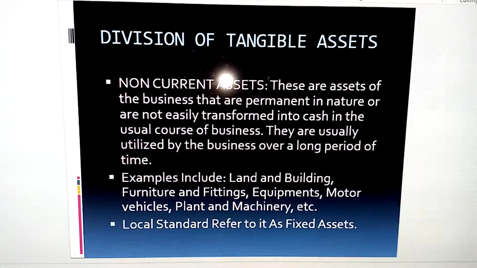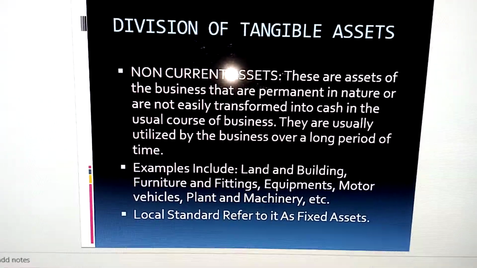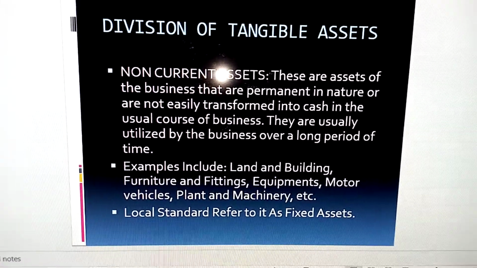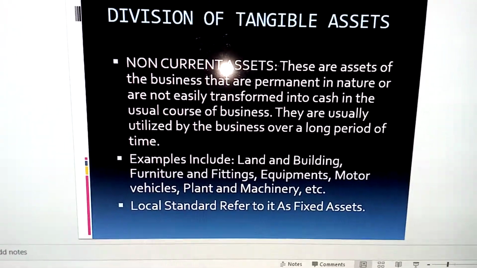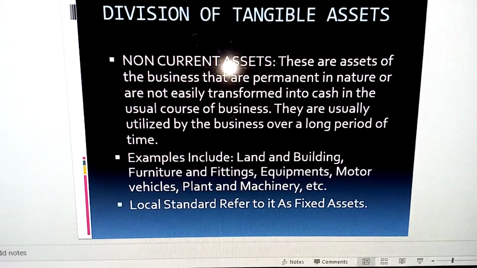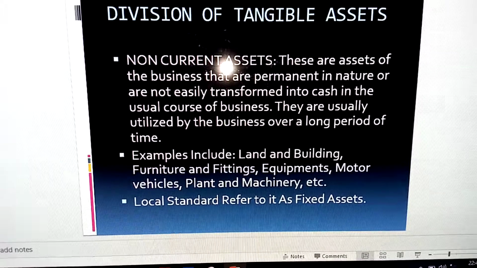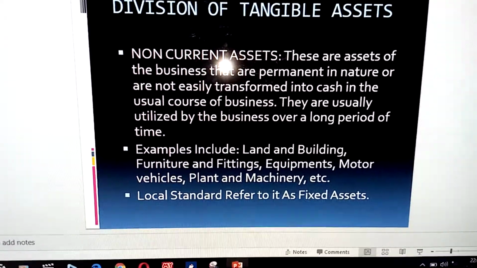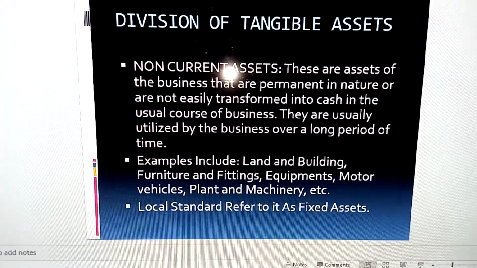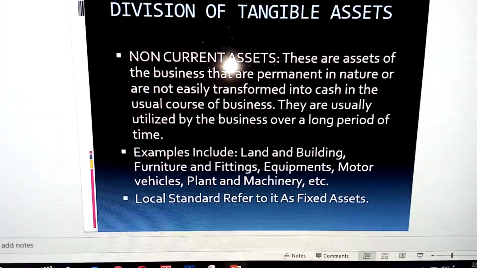These are non-current assets, because they are usually utilized by the business over a long period of time, and are not of the nature of being transformed into cash within the ordinary course of business. And as such, we say they are permanent in nature and utilized over a long period of time.